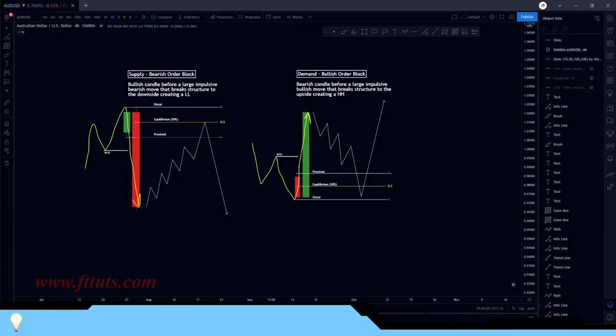There are 2 entry options based on the order blocks. We can either enter on the bearish order block at the proximal point or the equilibrium point. Same thing with the demand zone, right? Either the proximal or the equilibrium point, and your stop loss will be placed at the distal line, and you would add a buffer of about 1 or 2 pips. I usually do 2 pips to factor in spreads and little slippage just in case.